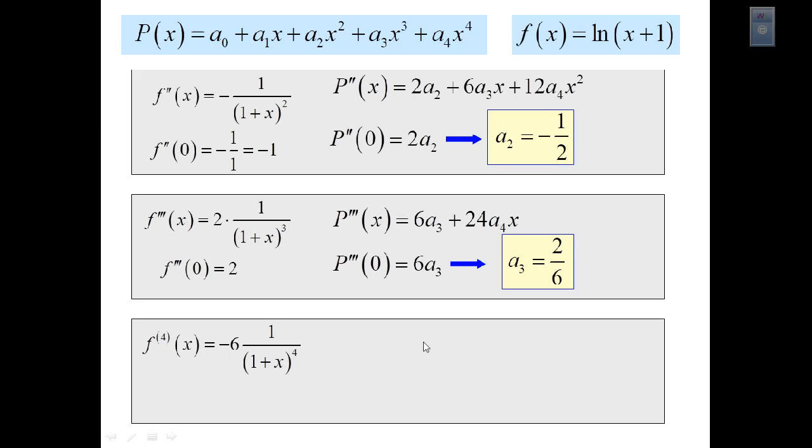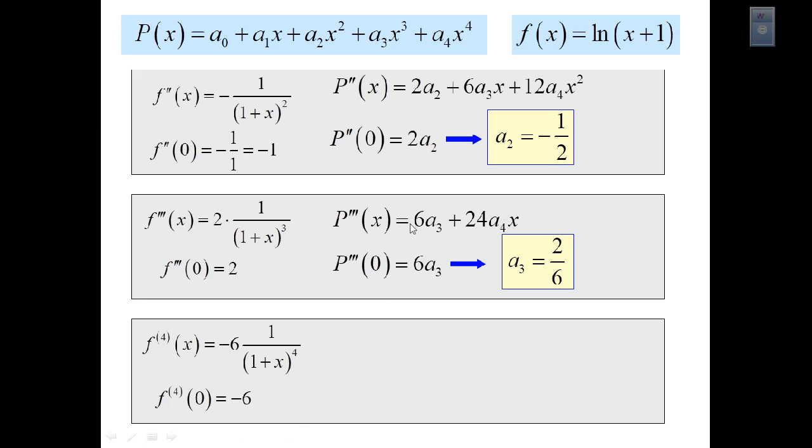All right, and we wanted a fourth degree, so we're going to go ahead and take the fourth derivative. We take the derivative of this thing right here. We're going to multiply by the negative 3, and you're going to get this as the derivative. When you evaluate that at 0, you have f, the fourth derivative of f, evaluated at 0, being negative 6. Because 1 plus 0 is 1, 1 to the fourth power is 1, 1 over 1 is 1, times the negative 6 gives me negative 6.